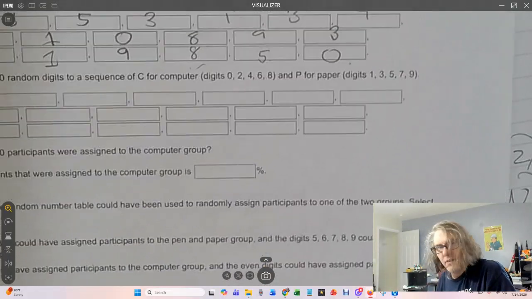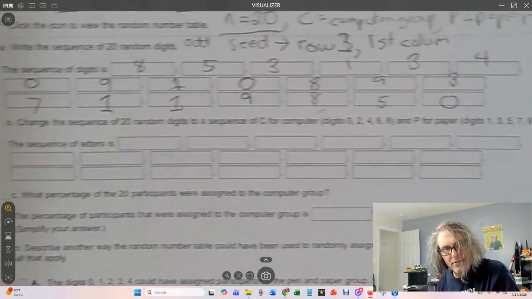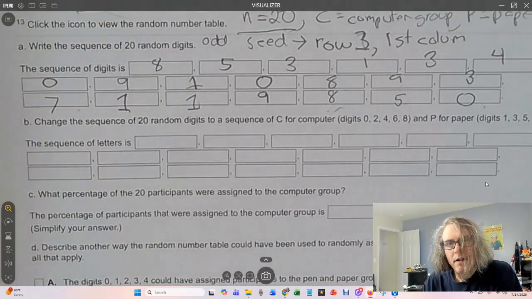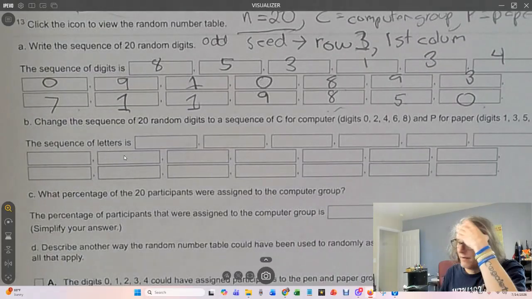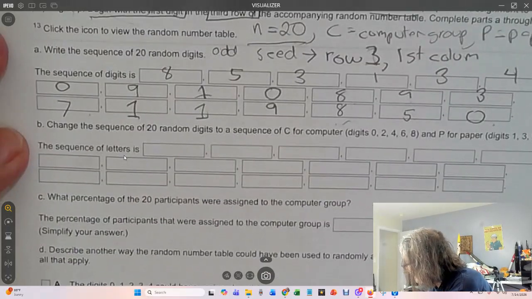Now we will move on and we will translate these over to the letters. Remember what we had, right?